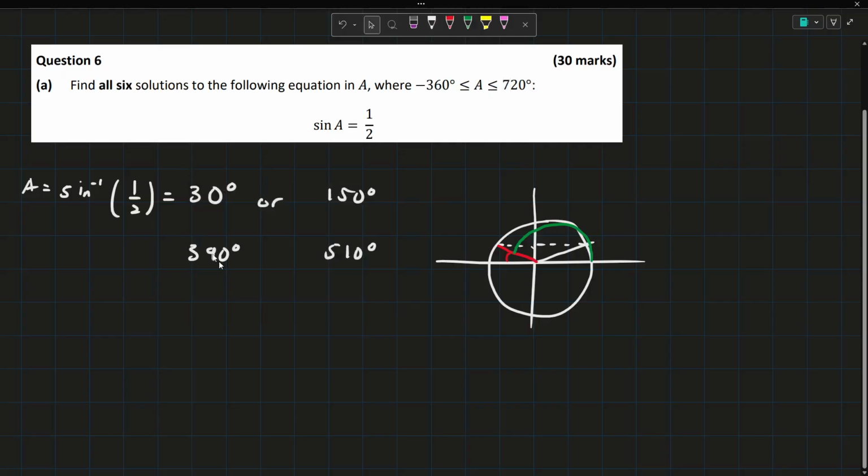because then it'll be bigger than 720. So let's subtract 360 from these. 30 minus 360 will give us minus 330 degrees. And then 150 minus 360 will give us minus 210 degrees. And there are our 6 answers.